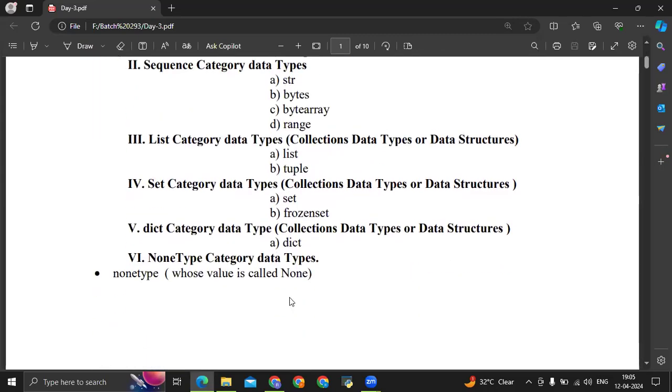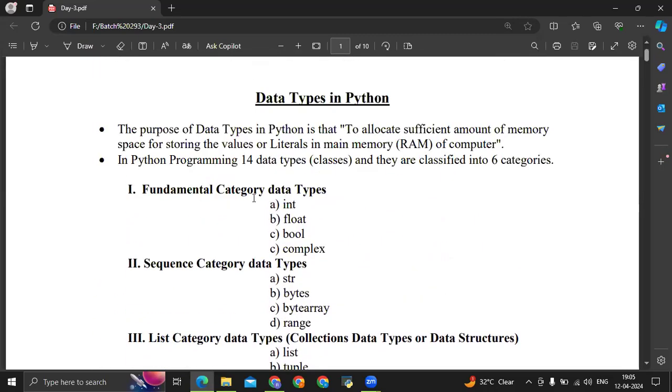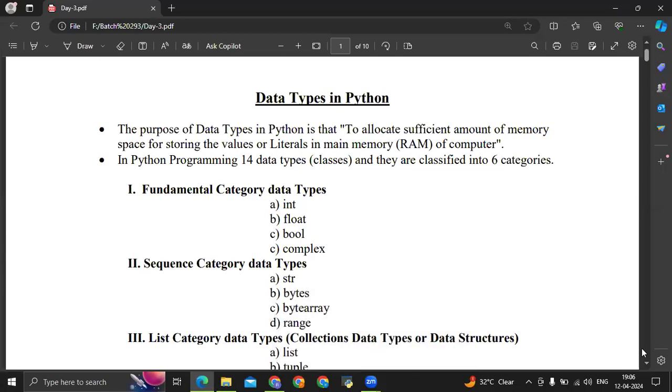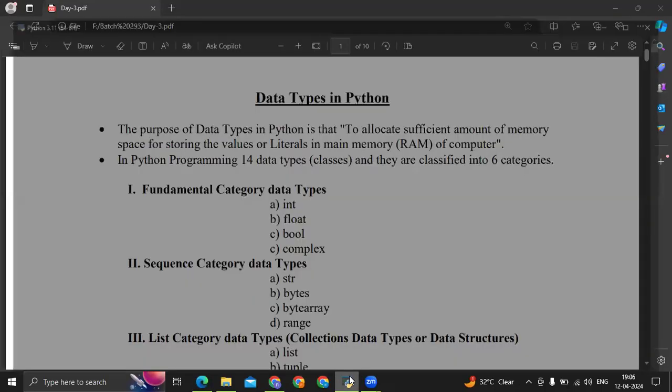After that, we started discussing the fundamental category data types, in which we discussed int. Int is a predefined class and is treated as a fundamental category data type. It stores integer values, numbers without decimal places. I have shown you examples also.